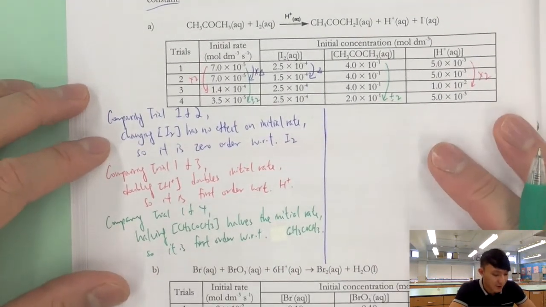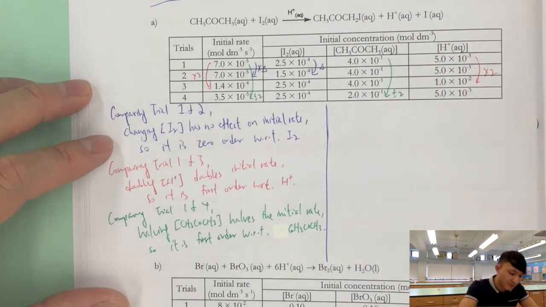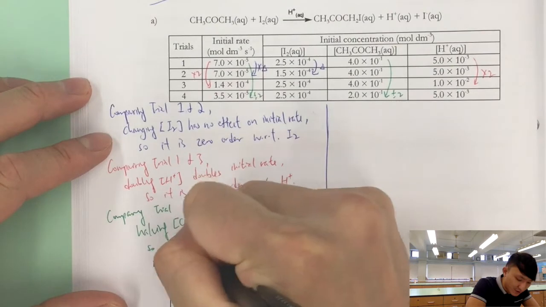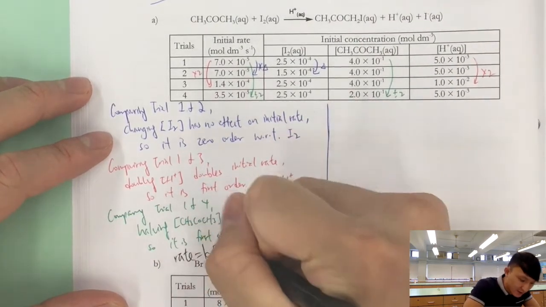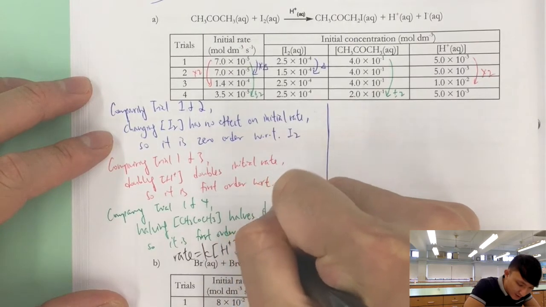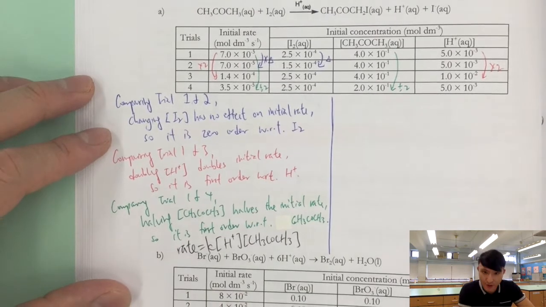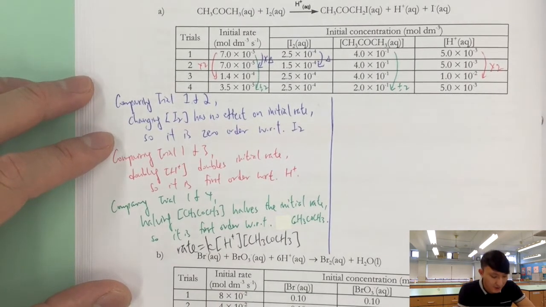All right. Now, the overall equation. So rate equals k, H plus and the propanol. Okay, this is the overall equation, and the rate constant.